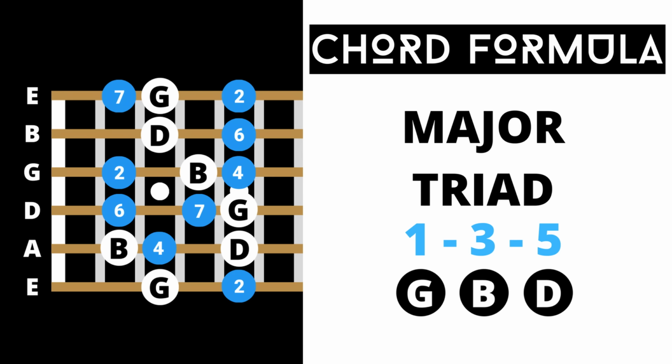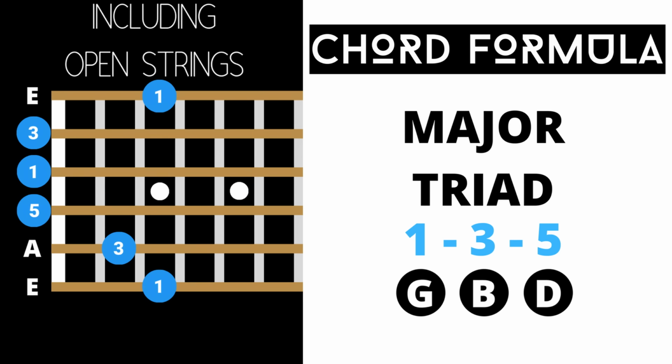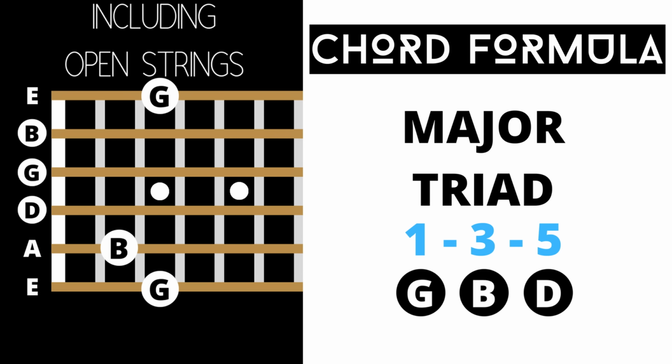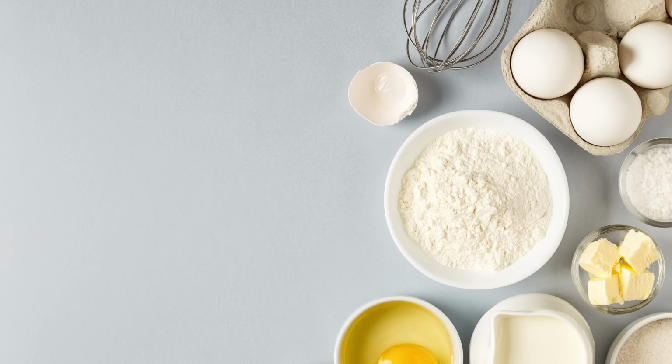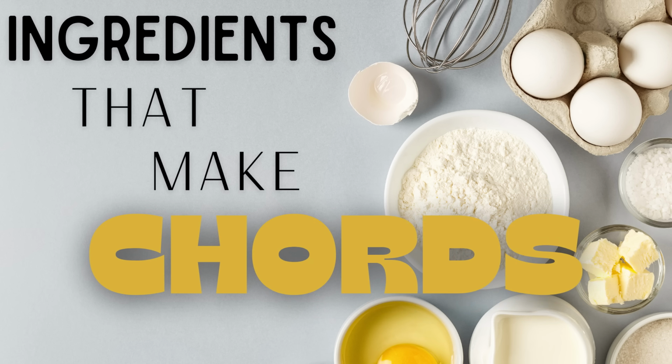And if we quickly analyze a simple open G chord, we can see that we are really only using the 1st, 3rd, and 5th degrees of the scale, or G, B, and D. So chord formula is literally the ingredients that make up a chord. This is where we will start.